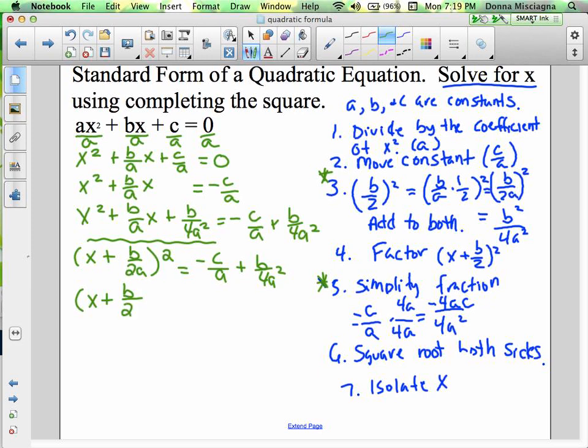We have x plus b divided by 2a, squared, equals, and now we're going to have negative 4ac over 4a squared. That's just from the starred step, number 5 right there. I have the work over there, so we'll just use that work. And then plus b squared divided by 4a squared. Well, now I can combine those two terms. So I've got x plus b divided by 2a, squared. We've just been carrying that along.